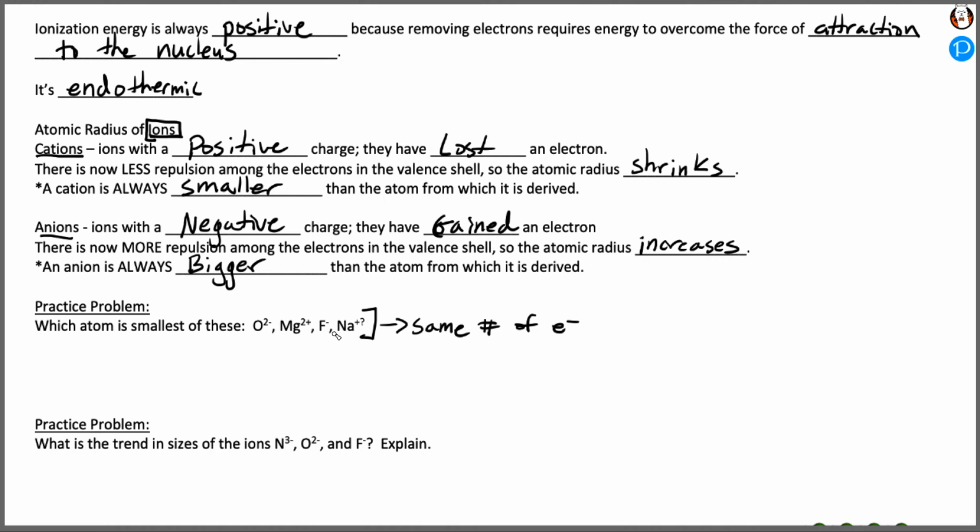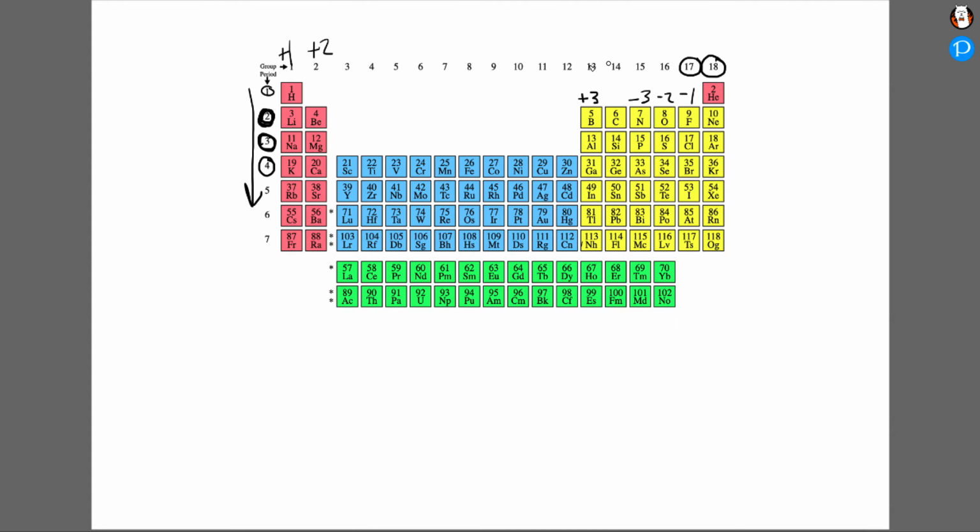Which one is going to be smaller out of those two, and why would that be? Let's come back to the periodic table here. I've got magnesium, I've got sodium. If they both, when they ionize, have the same number of electrons, they both have 10 electrons, which one is going to have the stronger pull on those electrons? It's going to be magnesium because it's got more protons.